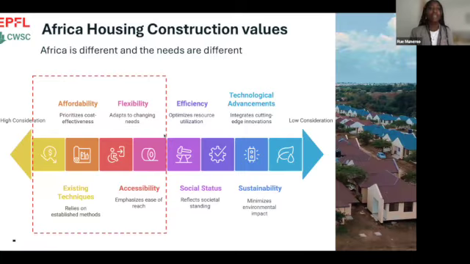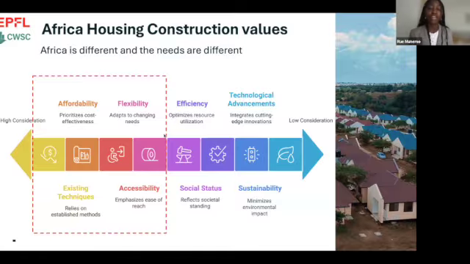We now have to look at the African construction values and what it is that people care about. On this metric, it's from high consideration to low consideration. And we can't deny that Africa is different and the needs are different, because affordability is a massive part of the informal sector: if I'm self-financing, it has to do with what kind of budget I have. The next one is existing techniques. People will typically rely on established methods that they've seen, well understood and reliable.